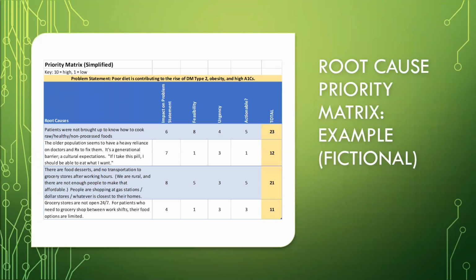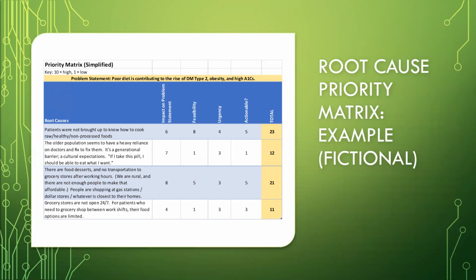The second one being that the older population tends to have a higher reliance on providers and doctors to just fix them. The third root cause being a matter of food deserts and the lack of public transportation to get to grocery stores and other places where you might find the healthier foods. And the fourth one being that grocery stores in this area aren't open 24/7. So for those patients who work multiple shifts at their jobs, they grocery shop either between jobs or right at the end, and the grocery stores might not be open, so the options are limited.